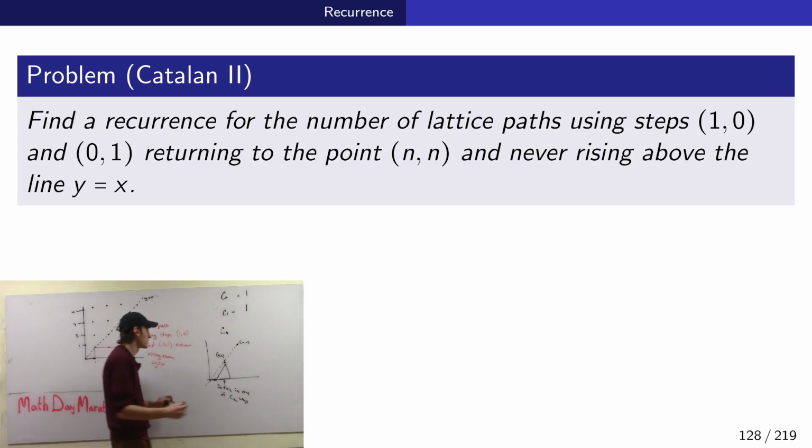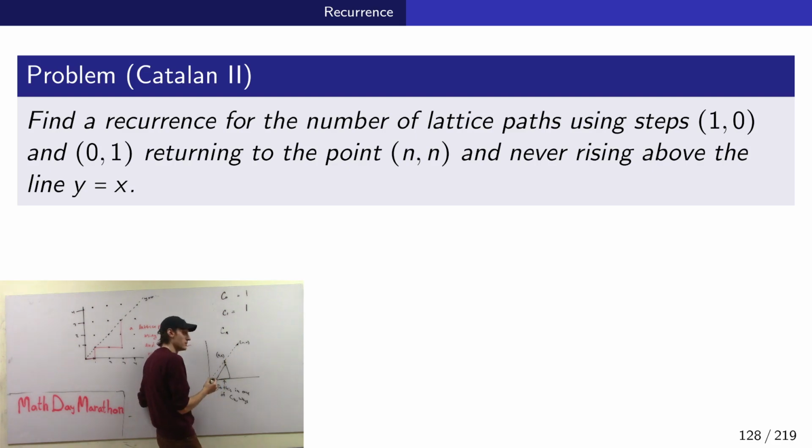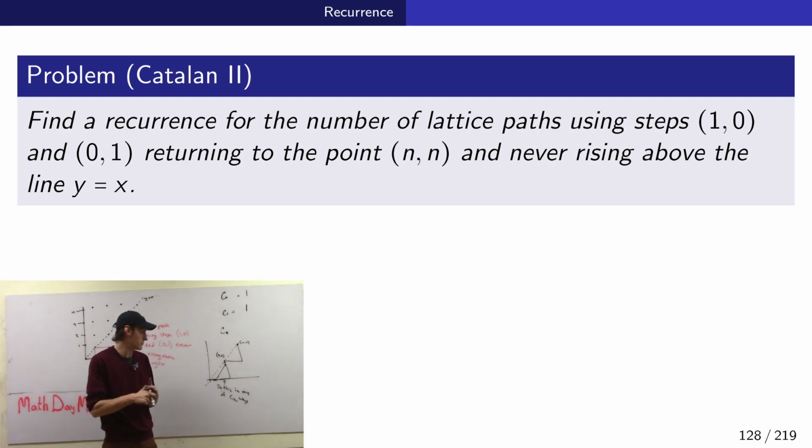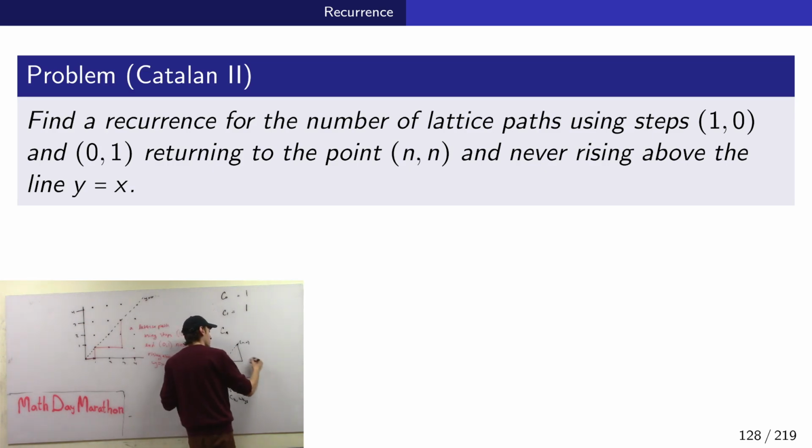And then what happens after this? Now I get to this point k, k. And from here, I never rise above the line y equals x. I take steps over and up. So for the rest of this, I finish with a ballot path that can be thought of as being translated backwards to being a path starting at 0, 0 and ending at n minus k, n minus k, right? If you move the path that you take through here back to the origin. So I can do this in one of c sub n minus k ways.